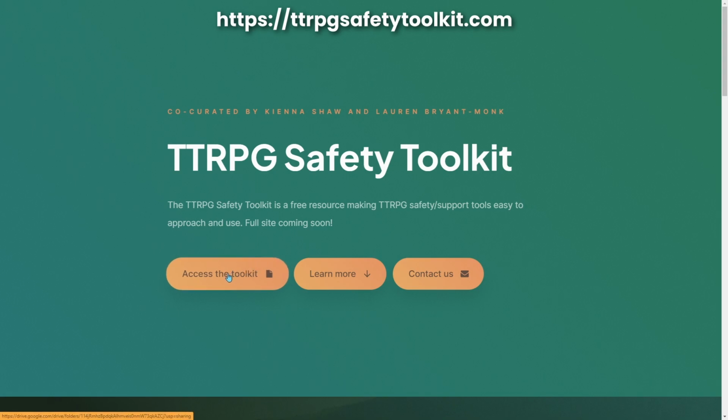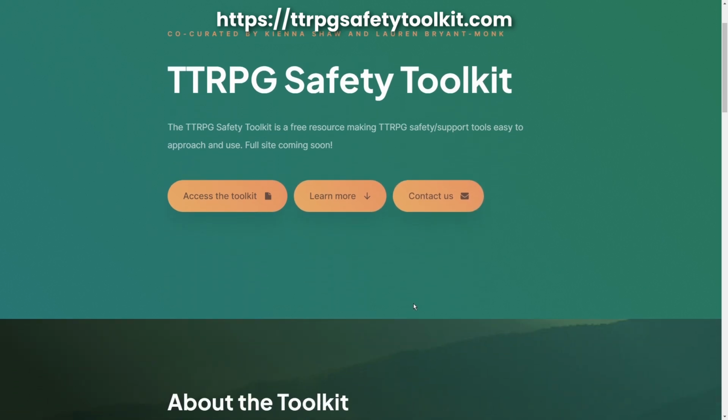So you can access their toolkit, and we'll get to that in a second, but there's also a section where you can learn more about what you want to do, why you might want to use a safety toolkit, why you might want to include these little safety systems at your table, as well as a new Contact Us form.